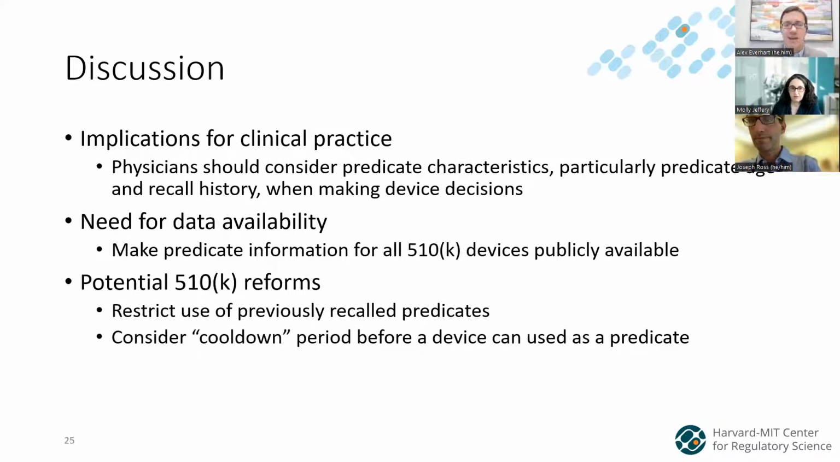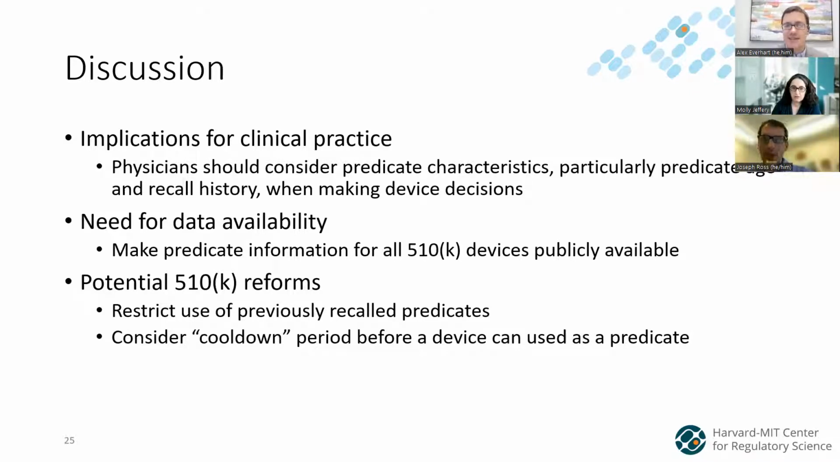Finally, our research sheds light on potential reforms for the 510K pathway. Given that 510K devices that cite predicates with ongoing recalls face higher recall risk themselves, a reasonable restriction could be that 510K devices should not cite predicates with ongoing recalls. Such a restriction would have affected about 1 in 20 in-sample devices that came to market in 2018.